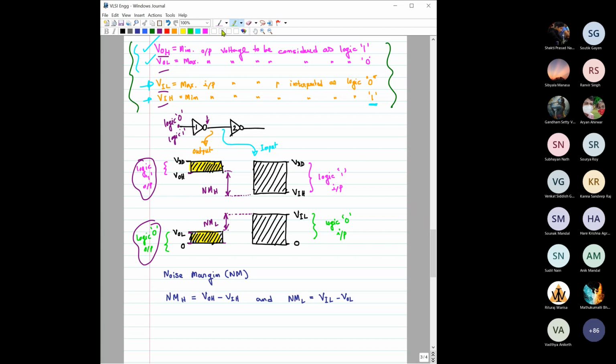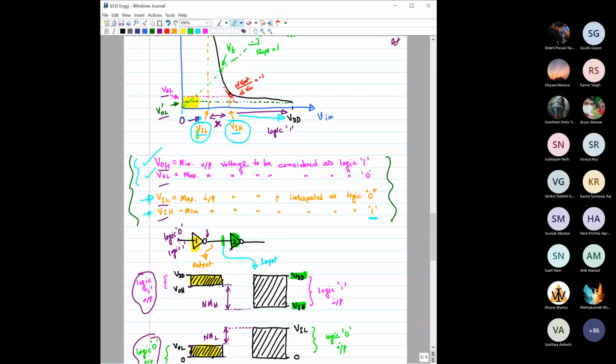Now let us shift our focus from this inverter to this inverter, and obviously its input side. How have we defined this input? We have defined that if the input is at logic 1, then the maximum input can be VDD, and the minimum one would be VIH. So definitely we can say that it is from this VIH till VDD.